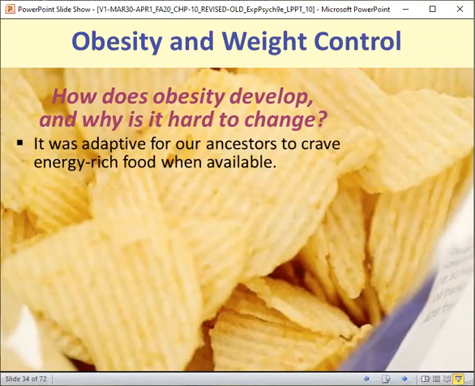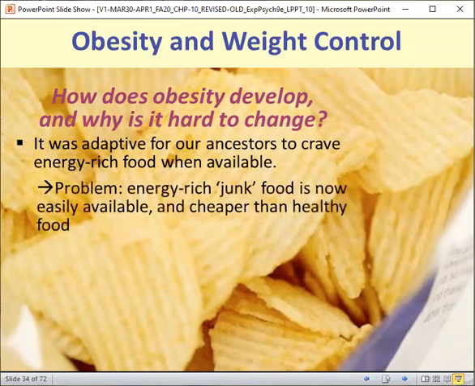it was adaptive for our ancestors to crave energy-rich food when available, because we wanted to be able to have that stuff stored so that when we needed it, we had it. The problem, though, is that this energy-rich junk food is now easily available and cheaper than healthy food. So we ate the junk food our ancestors did when it was available, which was a rarity.